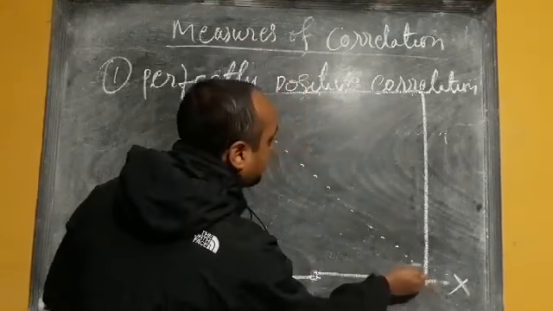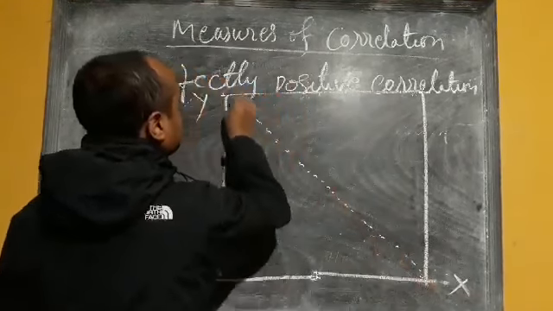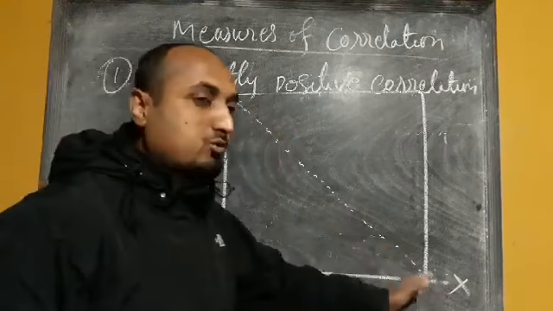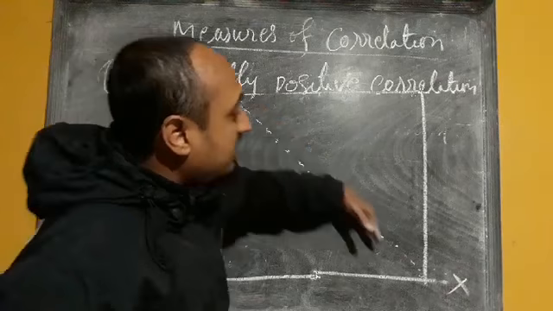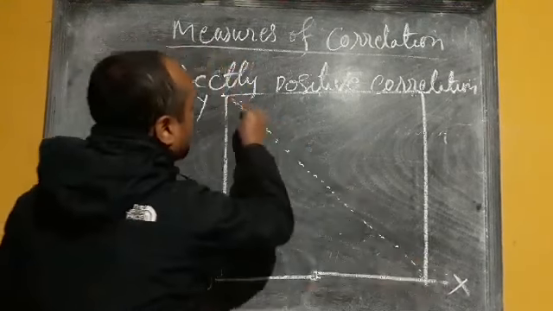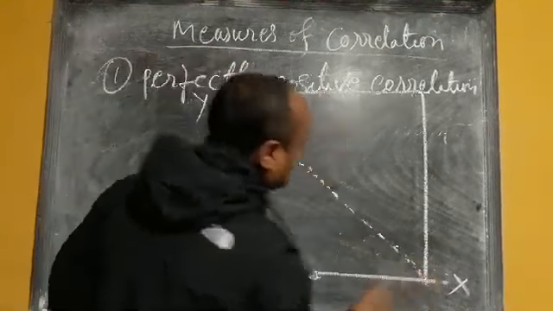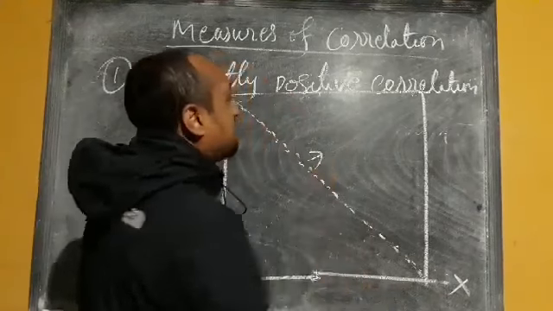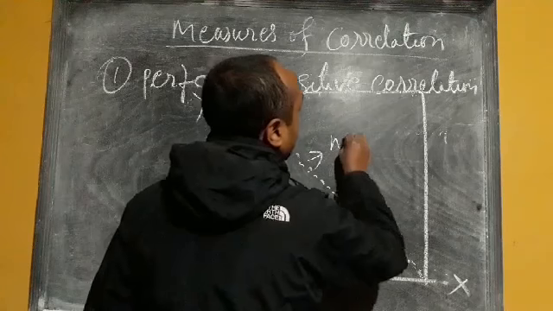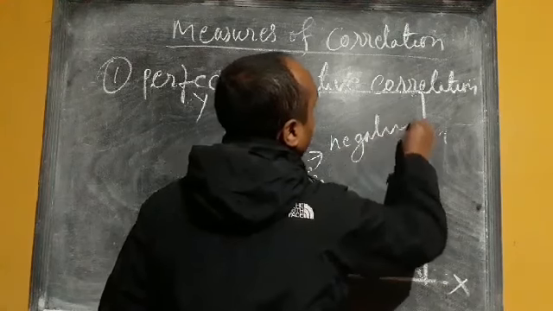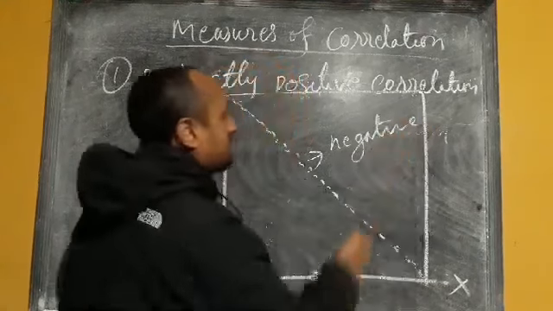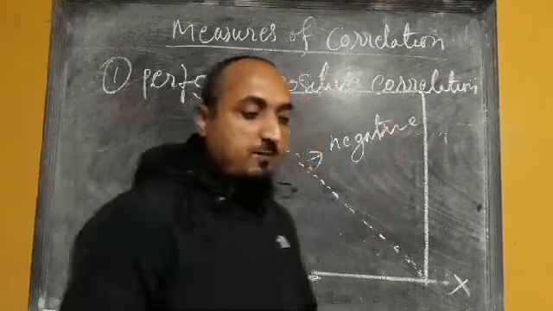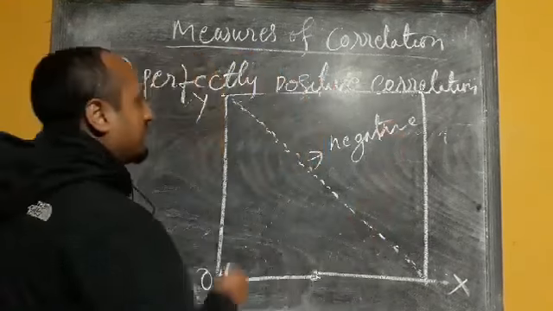Here the points will be plotted in this way. So we can see that it is a downward sloping curve after plotting the points. So this is the case of negative correlation, or we can say that this one has a perfectly negative correlation.